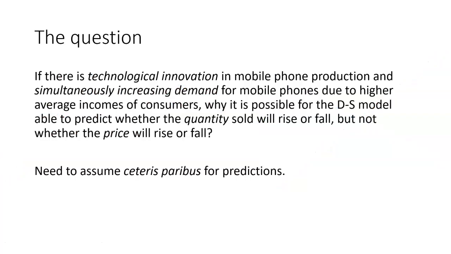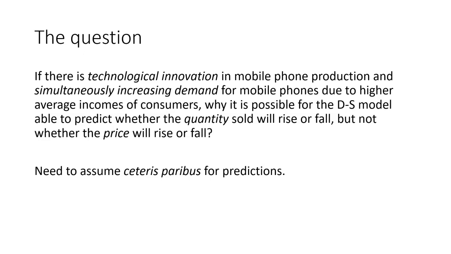Hello people. So let's see how we should answer this question. If there's a technological innovation in mobile phone production and simultaneously increasing demand for mobile phones due to higher average incomes of consumers, why is it possible for the demand-supply model to be able to predict whether the quantity sold will rise or fall, but not whether the price will rise or fall?